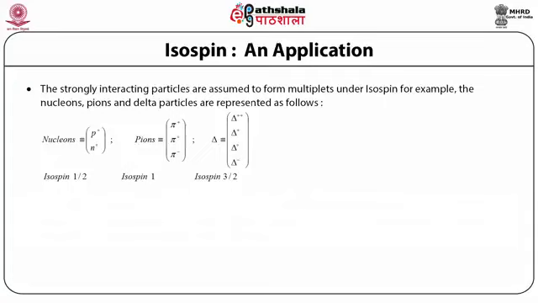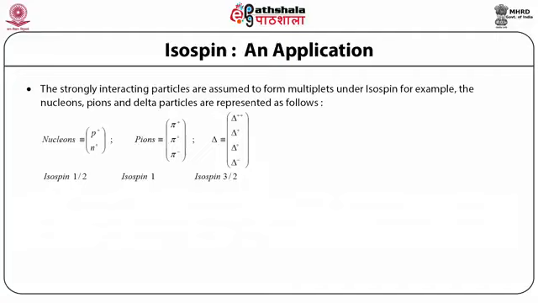two components are proton and neutron, and likewise the three pions of charges plus, minus and 0 can be clubbed in a triplet with respect to the strong interactions, and the delta particles are the particles with doubly charge, singly charge and so on. So delta particles, there are 4 in number. There is one doubly charged, one singly charged positive, one singly charged negative and one neutral particle.